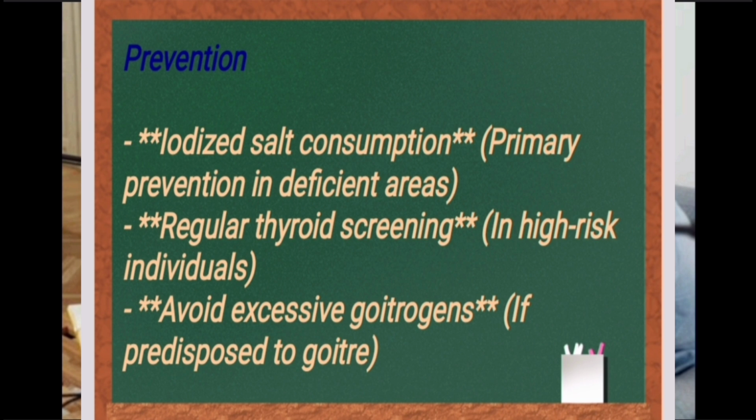That's amazing. Such a simple intervention. Anything else? The notes also suggest regular thyroid screening for people considered high risk, maybe strong family history, other autoimmune diseases, past radiation exposure, and as we've said, avoiding excessive raw goitrogens if you're in an area with deficiency or have a predisposition. But iodized salt is the cornerstone for prevention on a population level.